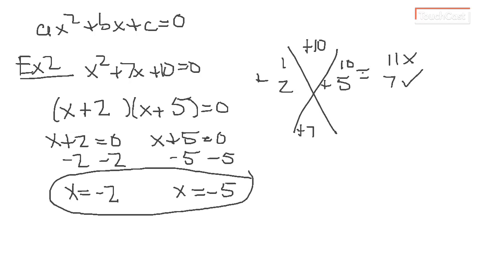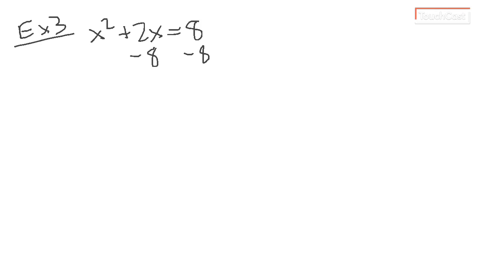Let's take a peek at our next example. We'll call it example 3. We're going to have x squared plus 2x equals 8. But here's the thing. This does not equal 0. So before we can actually solve this for x, we need to make it equal 0. To do that, we just need to get all the terms on one side. Since the x's are all on one side, I'm just going to move this 8 to the other side by subtracting 8.